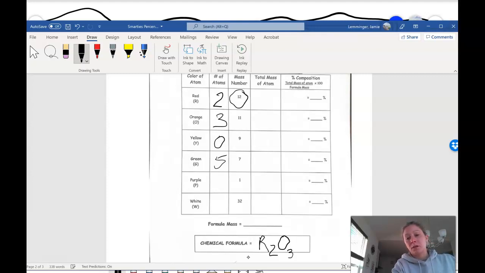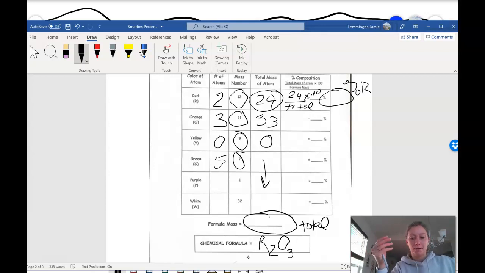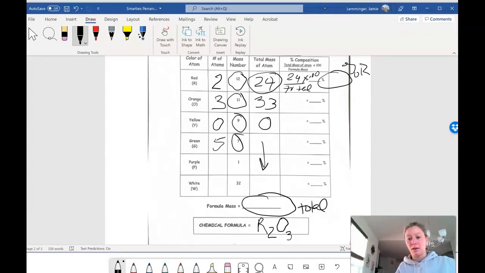The mass, we're giving you the fake masses here of your Smarties. You'll take 2 times 12, so you'll get the total mass of it, which would be 24, 3 times 11, 33, 0, etc. Once you get all of your masses, you'll have this total mass here. You can take your 24 divided by your total, times 100, and you'll get your percent R of the total mass of your R Smarties in your whole pack. So it's just getting you to practice what it would be like to do percent composition. This is useful in a lot of upper level chemistry courses.